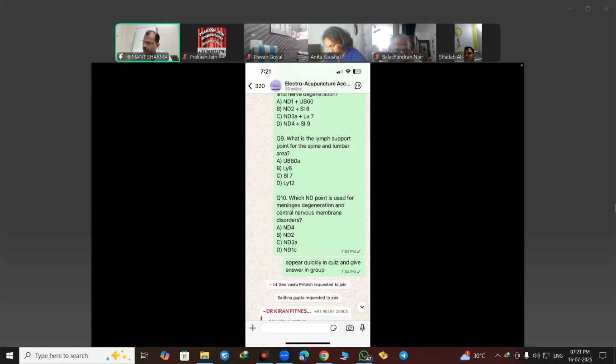Question number 9. Which is the lymph support point for the spine and lumbar area? LY12. So the answer will be A. For support of our spine and lumbar area, the Lymph 12 point, which is on the shoulder.